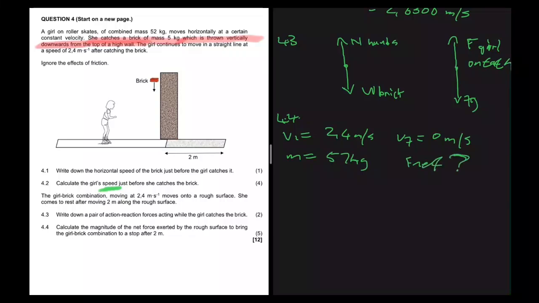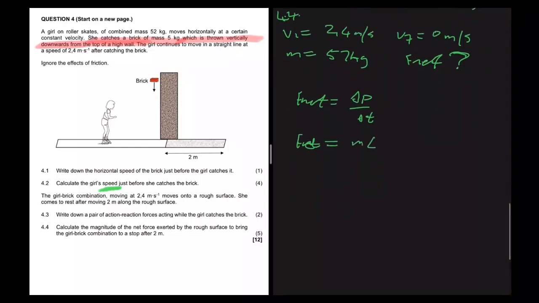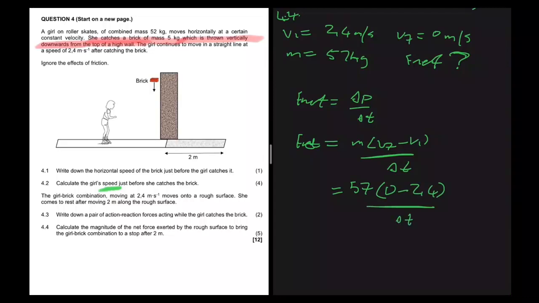Based on the variables we have, you can easily see that we can find Fnet using Newton's second law in terms of momentum: delta P divided by delta T. So Fnet is equal to the mass multiplied by VF minus VI, divided by delta T. Let's substitute: the mass is 57 kg, VF is 0 because they come to a complete stop, VI is 2.4, divided by delta T. Now we have a problem. We need delta T and we don't have it.